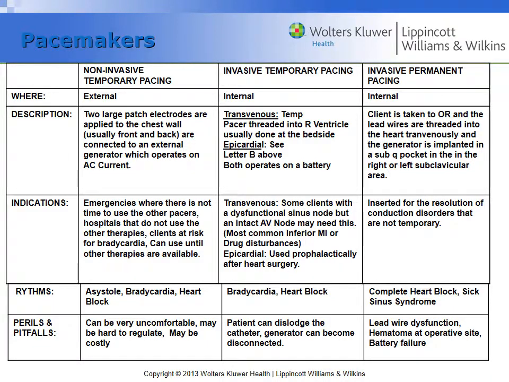The non-invasive temporary pacemaker is external. It has two large patch electrodes that are applied to the chest wall in the front and the back, and it's connected to an external generator, which operates on AC current. Indications for the non-invasive external temporary pacemaker are emergencies where there's not time to use other pacers, hospitals that do not use other therapies, and clients at risk for bradycardia. You can use this type of pacemaker until other therapies are available.